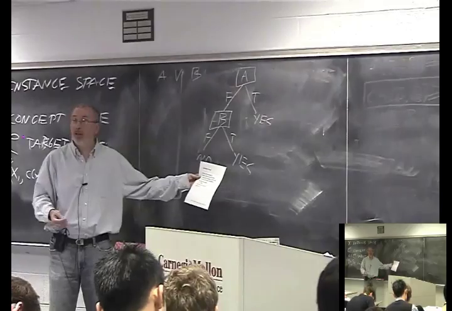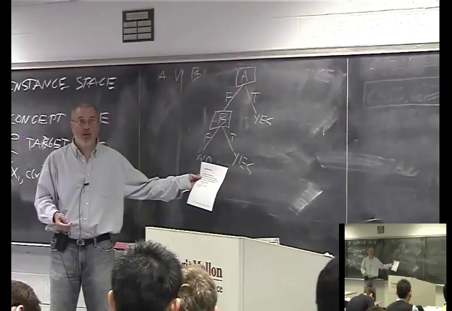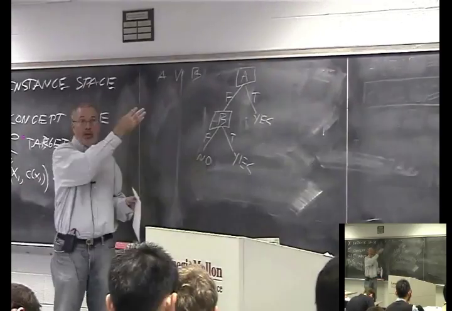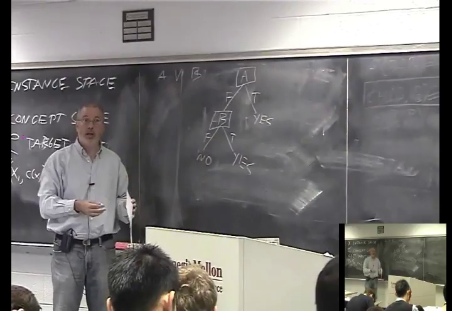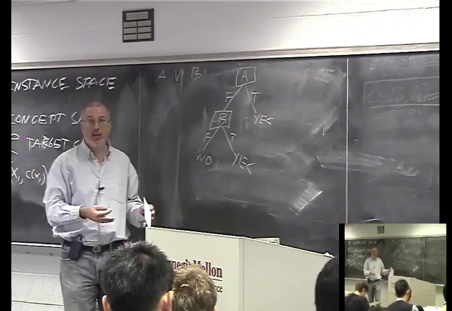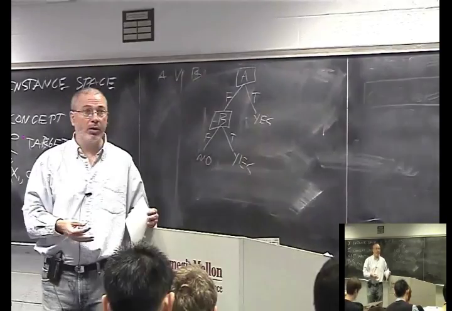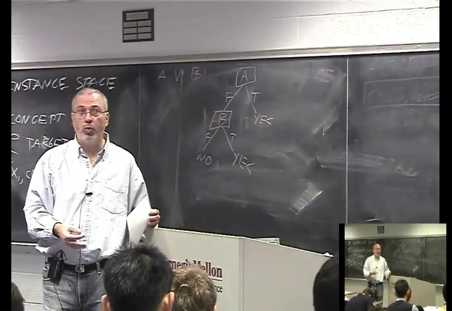Is this the only decision tree that implements A or B? No. You can switch A and B, you can put B at the root and A down, right? So this already gives us an interesting observation about the properties of this representation. It is not unique. It is redundant. It is possible that two different trees would represent the same concept.